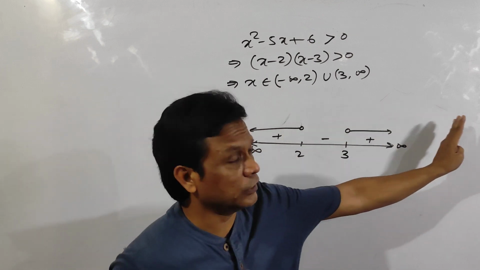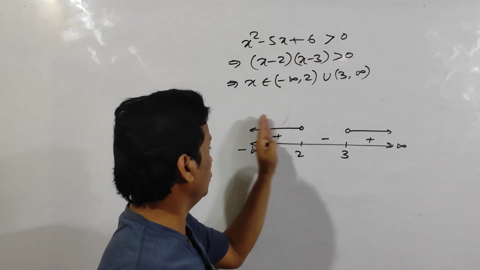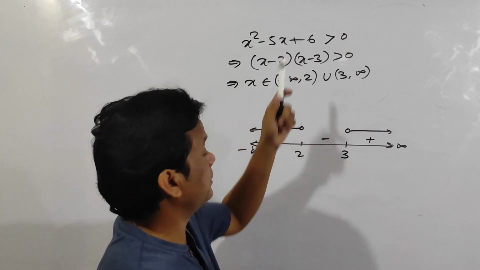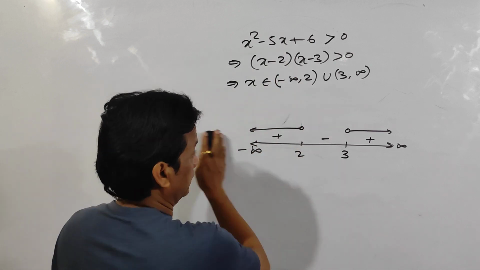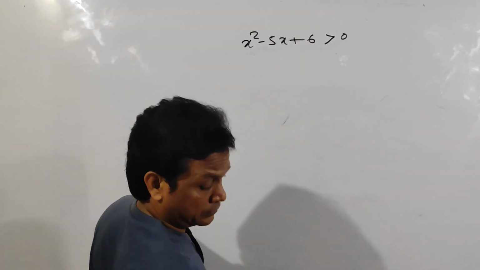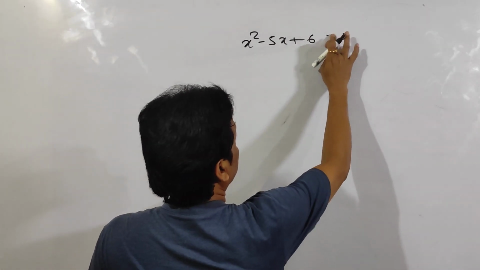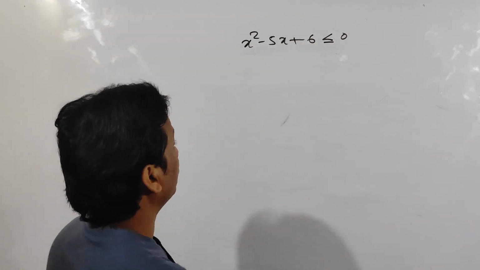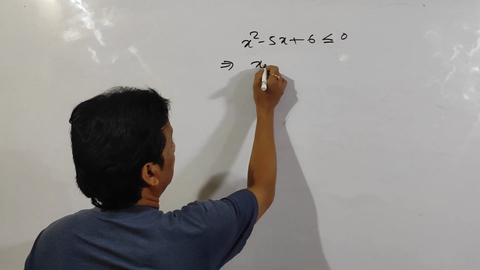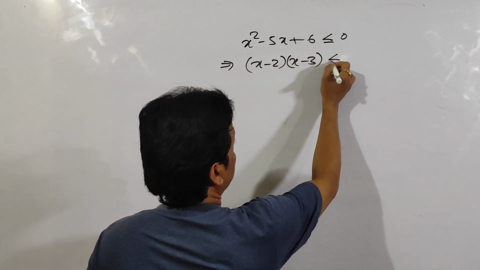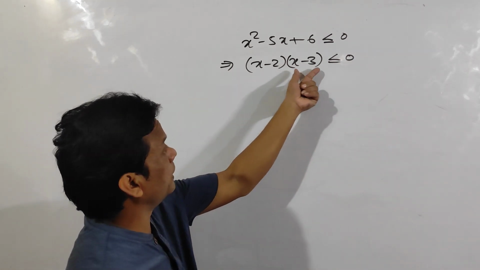Either 3 onwards towards the right or 2 towards the left. Okay, so this is the solution for this inequality. And now see here. If this is less than or equal to 0, how to write it? It implies (x minus 2)(x minus 3) is less than or equal to 0. So again x is equal to 2 and x is equal to 3.